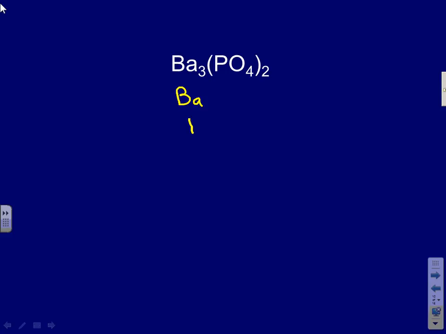Barium, phosphorus, and oxygen. I have no number in front. So what does it mean? What number is there? If there's no number in front, what does it mean? 1. So you know what you can do? You can actually put the first part. 1 times, 1 times, 1 times.